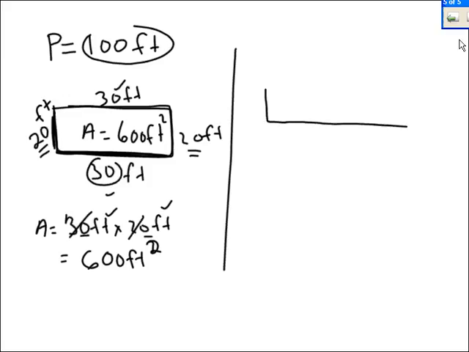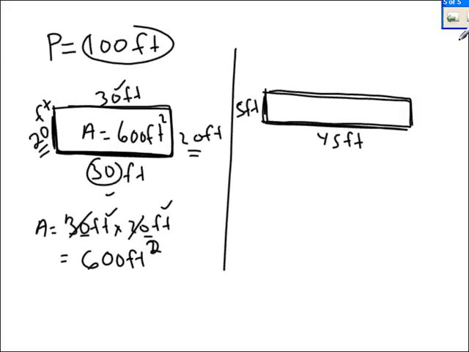If you made it really long but not so high, say this is 5 feet, and remember this is half the perimeter. This must be 45 feet because that used up 50 feet, and the other half of the perimeter will be 50 feet. So what's the area going to be? And the answer is it's going to be 5 feet by 45 feet. 5 times 45 is 225. Foot times foot is foot squared.